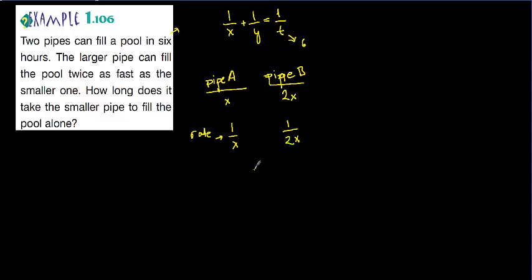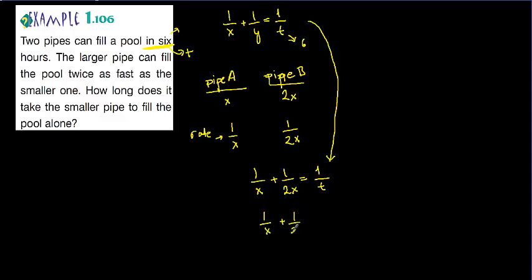So when they fill together, 1 over x plus 1 over 2x, they will complete the job in one t part of it, and that is equal to 1 over t. I use this formula here, and t is given as 6 in the question: the pipes can fill a pool in 6 hours. So 1 over x plus 1 over 2x is equal to 1 over 6.